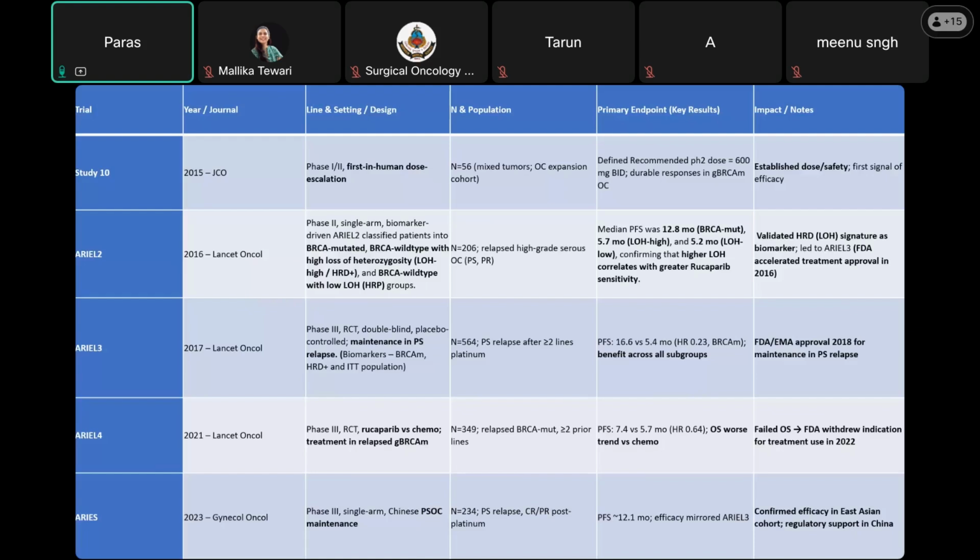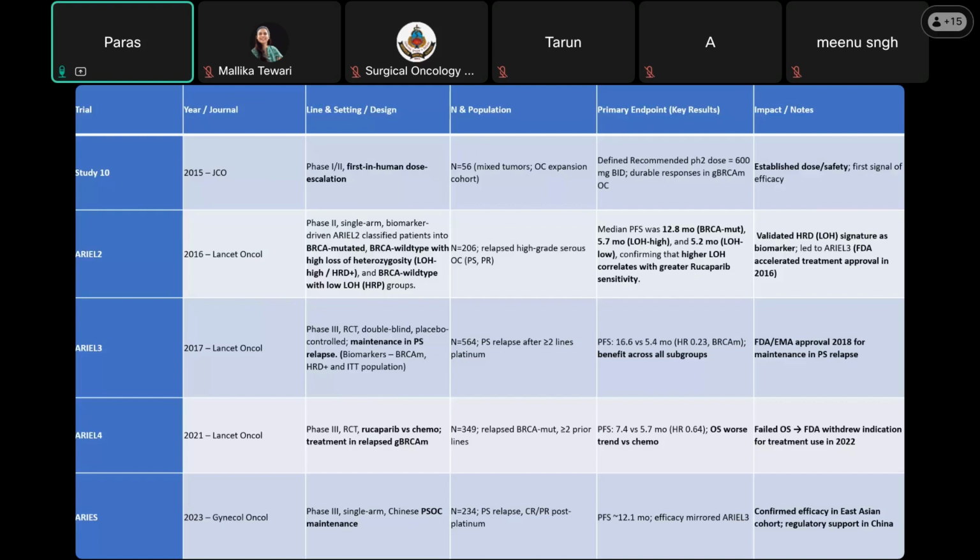In the ARIEL3 trial, three biomarker groups were used: patients were divided into BRCA mutated, HRD positive, and intention-to-treat population for maintenance in platinum-sensitive relapse. All groups showed PFS benefits, and this led to FDA and EMA approval in 2018 for maintenance in platinum-sensitive relapse.